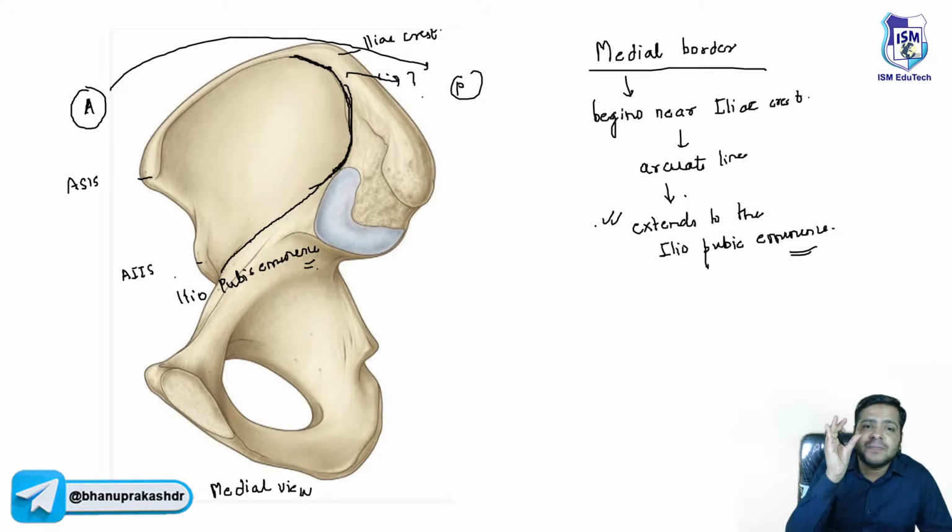Iliopubic eminence means where the ilium and pubis are joined together with the help of a cartilage, where the ilium continues to the pubis bone. That is something that you have to remember. So yes, that is about the medial border.